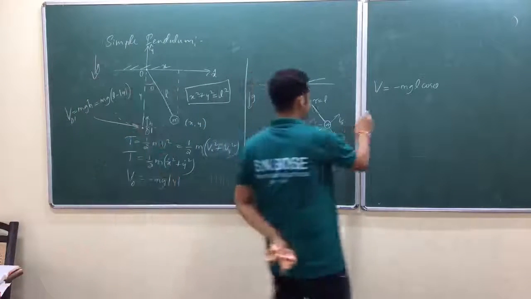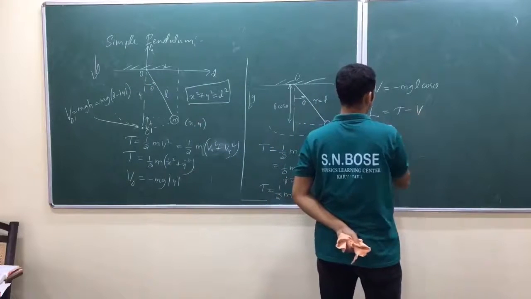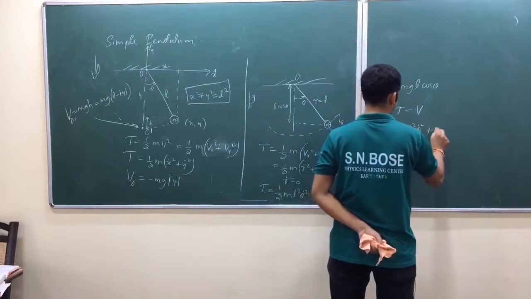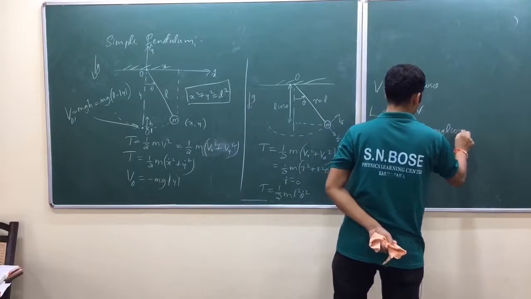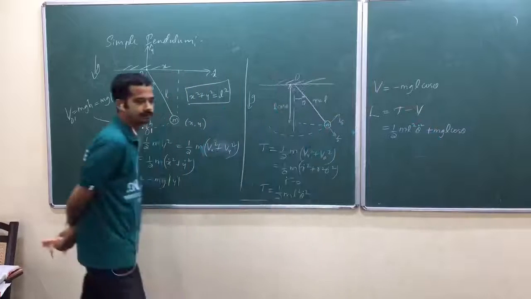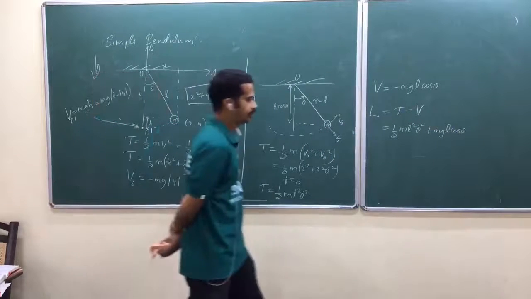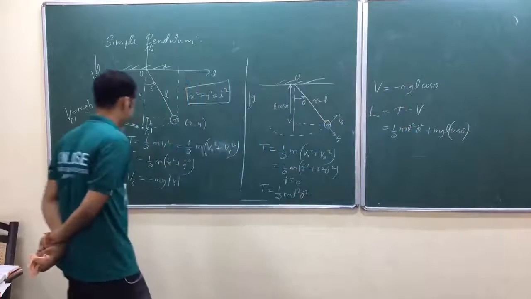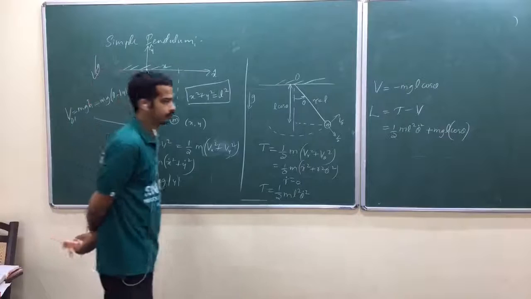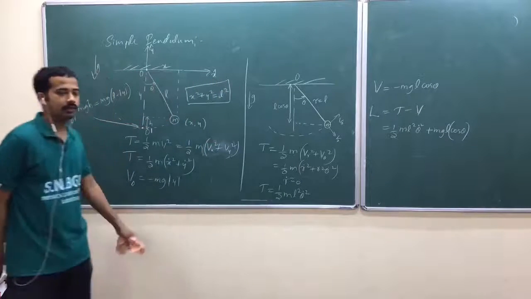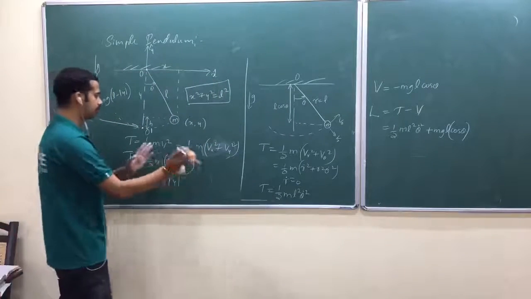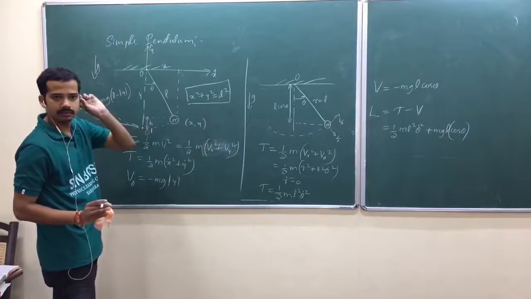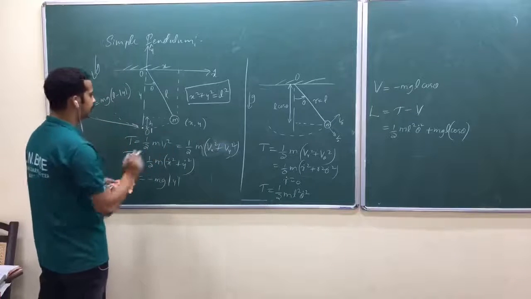What is my Lagrangian? Minus mgl cos theta. Wait a second. Now just look at here. We can make a transformation like this, okay? I suggest you write that one directly in the new coordinate system, but the transformation can be done like this.